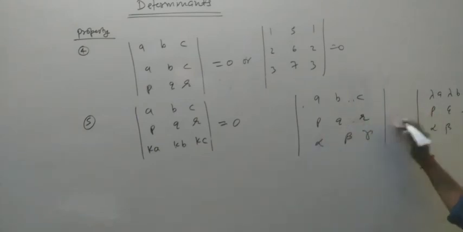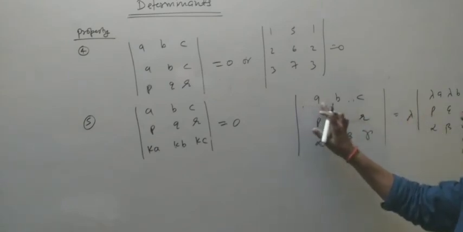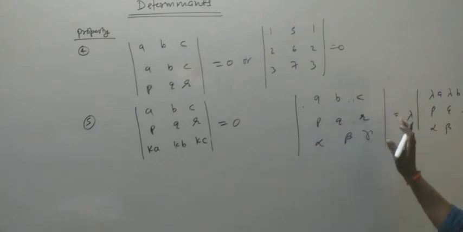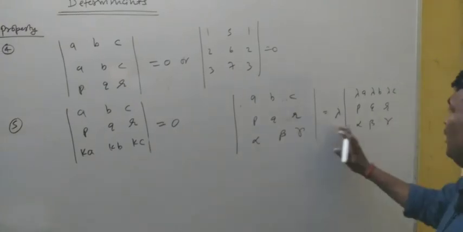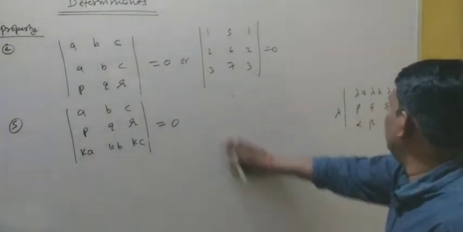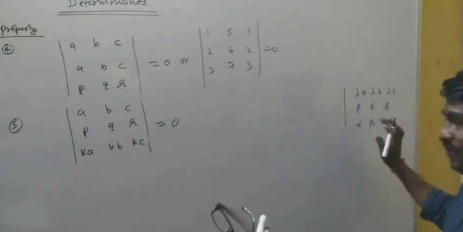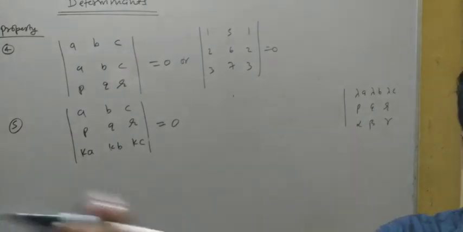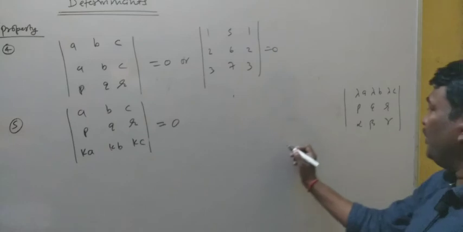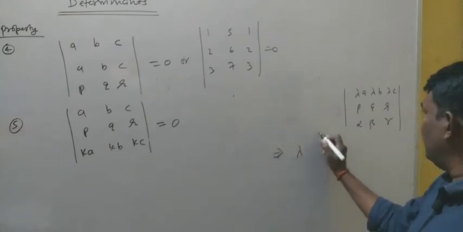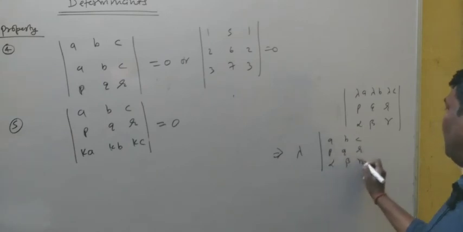In other words, you can take lambda common, but they are not equal, since here you have multiplied by lambda. So in other words, if lambda is multiplied in all elements of any determinant, then you can take it as common. From here you can write lambda times the determinant with rows a b c, p q r, alpha beta gamma.